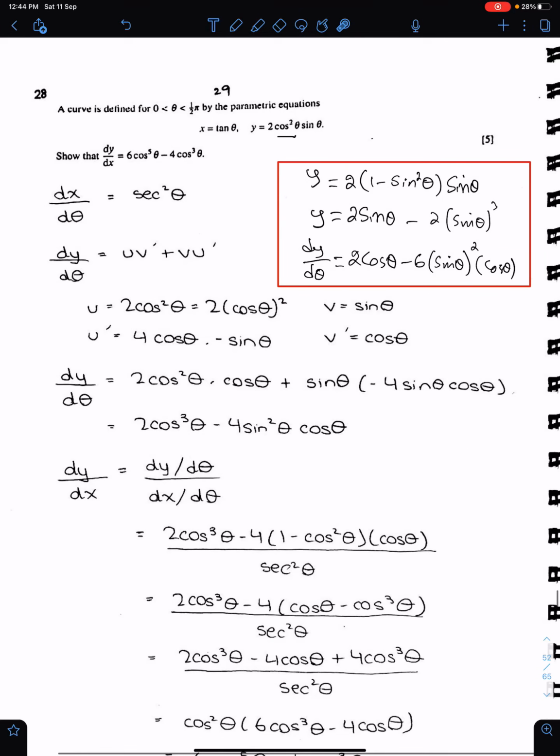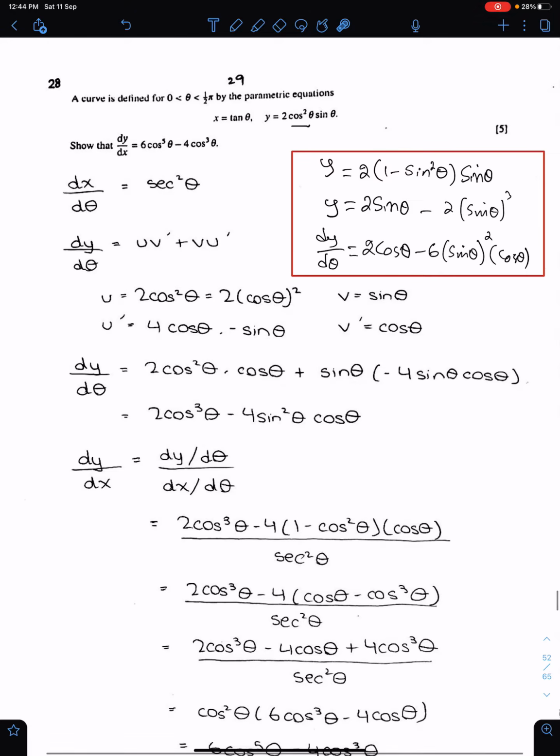Next example. A curve is defined for this domain and we have to prove this gradient. So we have two options to differentiate this. Number one, we can simplify this. We can convert cos in the form of sine like this.